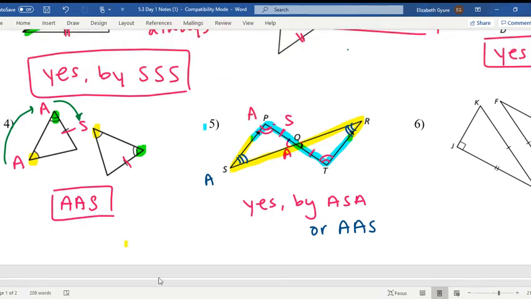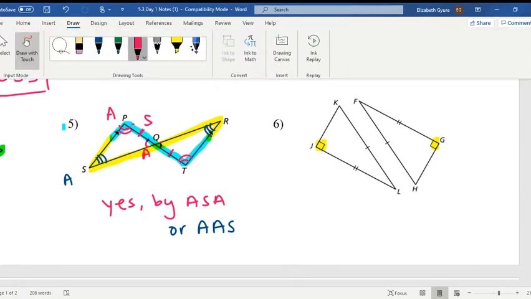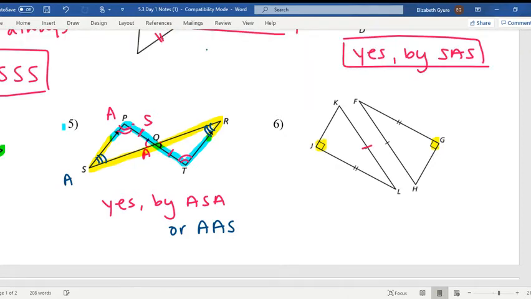And then last one on this, number 6. Who can tell me some things that they see about number 6? Yep, I see some 90-degree angles. So those are either congruent or maybe we'll need to use HL. We'll see. What else do you guys see? Oh, very good, Colin. Yep, there is a congruent hypotenuse. It's this side KL and this side FH. And we can tell that it's the hypotenuse because it's across from our right angle, right? So we do have a congruent hypotenuse here. So maybe it will be HL.